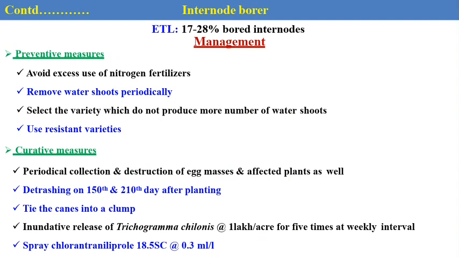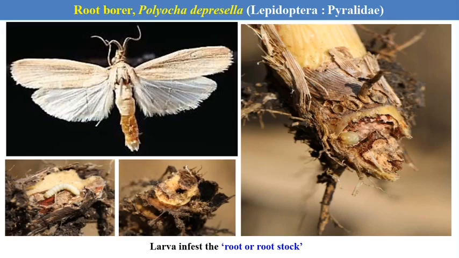Then in case of curative control, periodically collect and destroy the egg masses and affected plants as well. Then detrashing is also one of the most important practices. Due to detrashing, egg laying is avoided. Then tie the canes into clumps. Then Trichogramma chelonis, one of the egg parasitoids, is effective against the internode borer. Then chlorantraniliprole is one of the effective chemicals against all the borers of sugarcane.